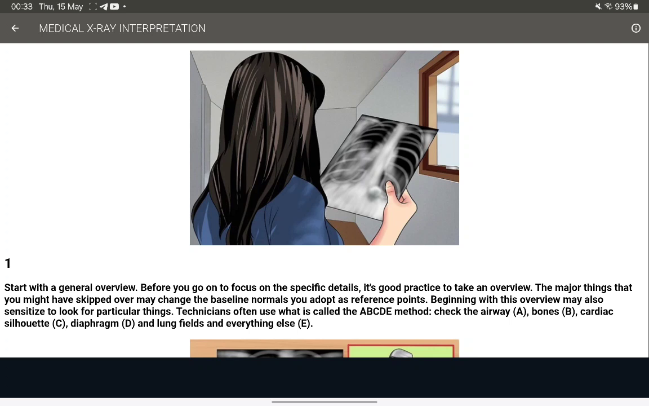The major things that you might have skipped over may change the baseline normals you adopt as a reference point. Beginning with this overview may also sensitize you to look for particular things. Technicians often use what is called the ABCD method, which is check airway, then pulse, cardiac, fluid, diaphragm and lung field, and everything else is E, and we as doctors also use it.